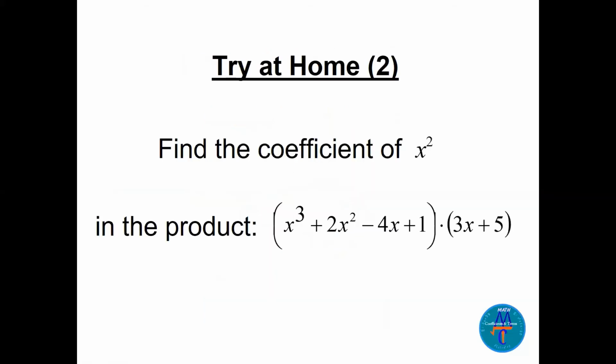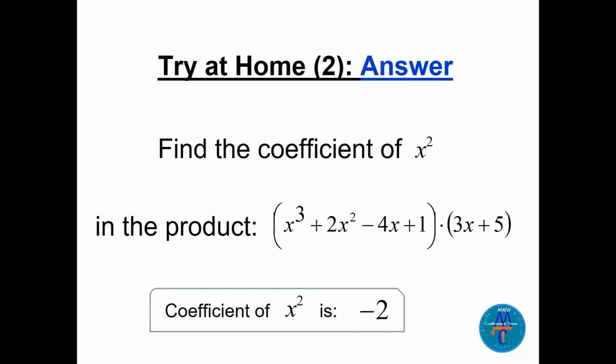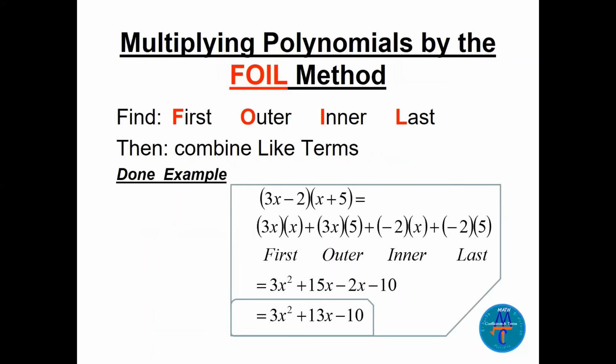Now, try at home. Find the coefficient of x squared in the product. See, just imagine you multiply these two, and then the answer, we need the coefficient of x squared. Now, these are try at home. All the questions that are called try at home or extra questions or practice, you can find the complete solution in the additional solved questions. But here I gave you the answer only, the coefficient is minus 2. You can check it yourself, please.